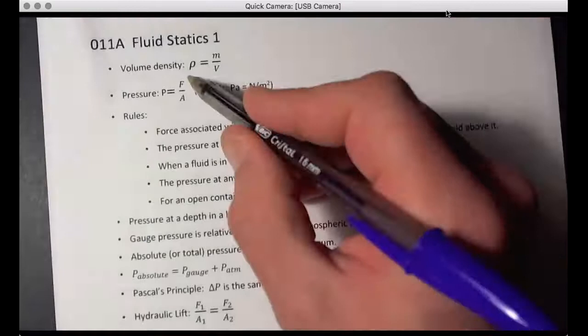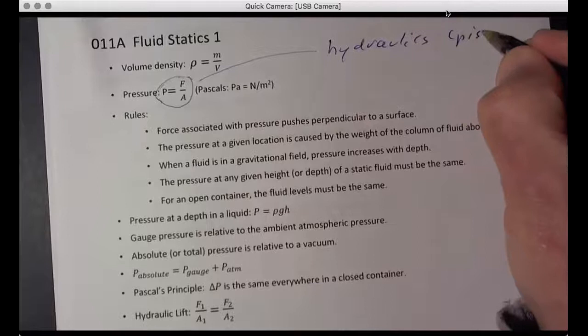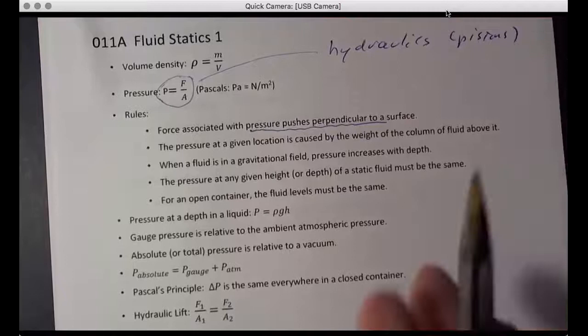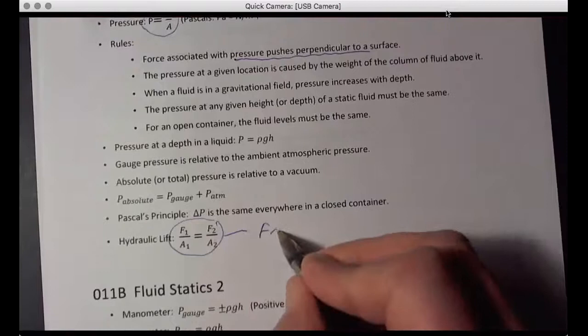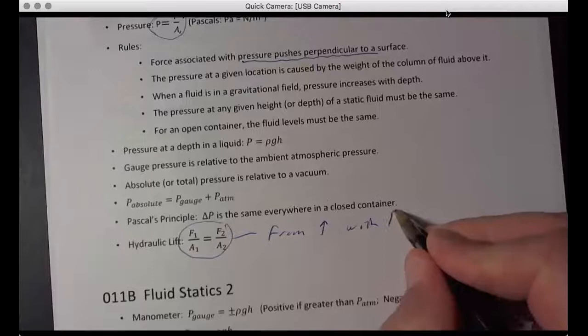pressure is force per area. This we use in hydraulics, which is pistons. Again, we'll use it a couple of times. Pressure is perpendicular to a surface. Hydraulic lift right here. That's what we use for hydraulics, right? Force over area is force over area because P is the same with Pascal's. Delta P is the same.